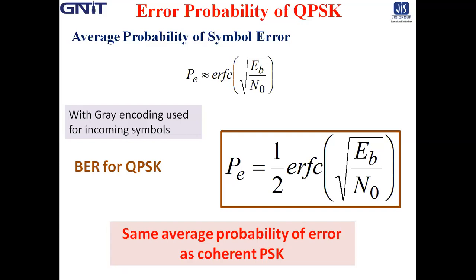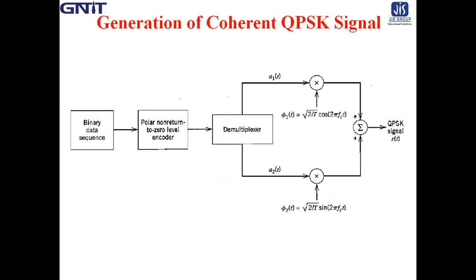Now today we start from generation of a coherent QPSK signal. This is the block diagram for generation of a QPSK transmitter or typical QPSK signal. The incoming binary data is first transformed into polar form by a non-return to zero level encoder. Thus, symbol 1 and symbol 0 are represented by plus root over Eb and minus root over Eb.